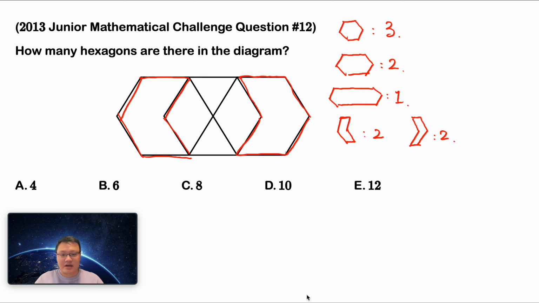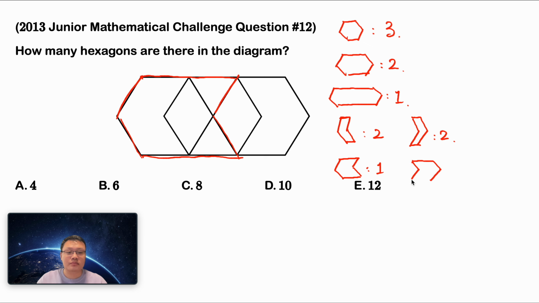And then after doing that, we can make this kind of shape a little bit longer. So that means we can have such a hexagon, right? So for this one, you have only one of that. It's only one. And also you do the reflection of it. You have one more, which is also a hexagon.